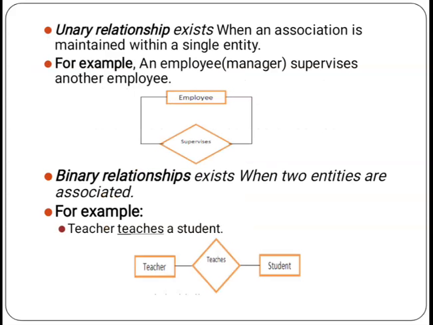Unary relationship exists when an association is maintained within a single entity. For example, an employee supervises another employee. See this example: supervises is a relationship because it is represented in a diamond symbol. Employee is an entity, represented in a rectangle symbol. In this diagram only one entity participates, so it is called a unary relationship, because the employee is acting as a manager or supervisor.